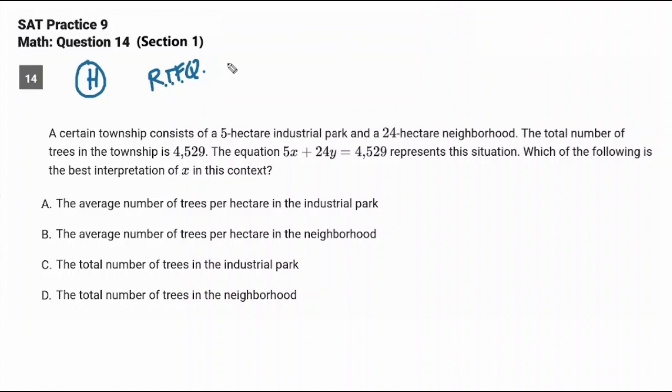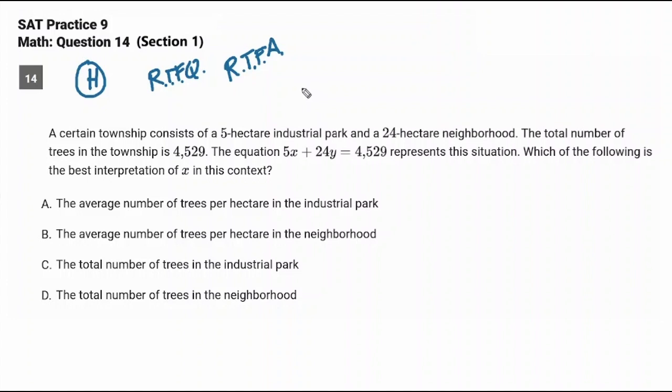But more importantly, it's an RTFA question. Read the frickin' answers. A certain township consists of a 5-hectare industrial park and a 24-hectare neighborhood. The total number of trees in the township is 4,529. The equation 5x plus 24y equals 4,529 represents this situation. Which of the following is the best interpretation of x in this context?